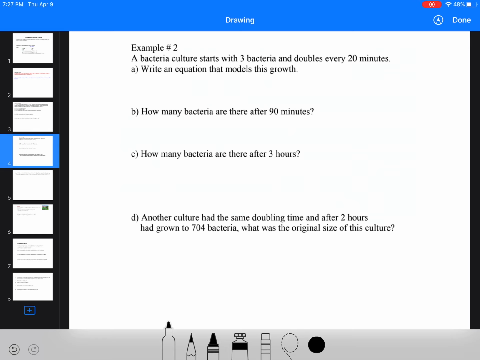All right. Next one. A bacteria culture starts with 3 bacteria and doubles every 20 minutes. These ones are a little bit harder. We're going to have f of x again, or we could have p of x, it doesn't really matter. We've got our initial rate and our doubling. Now here, though, we're doubling every 20 minutes. So that means that when we have our x, we have to have 20 x's to make 1 doubling period.